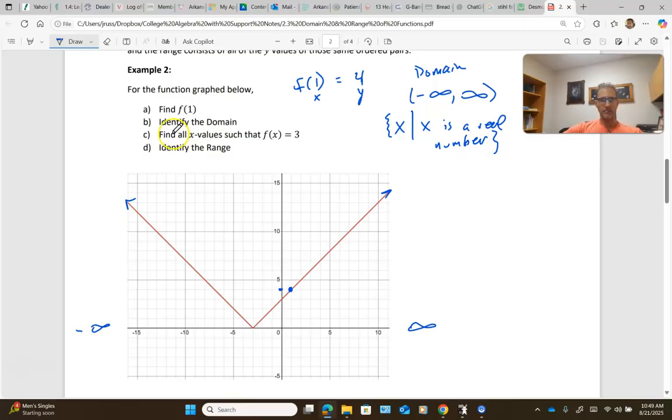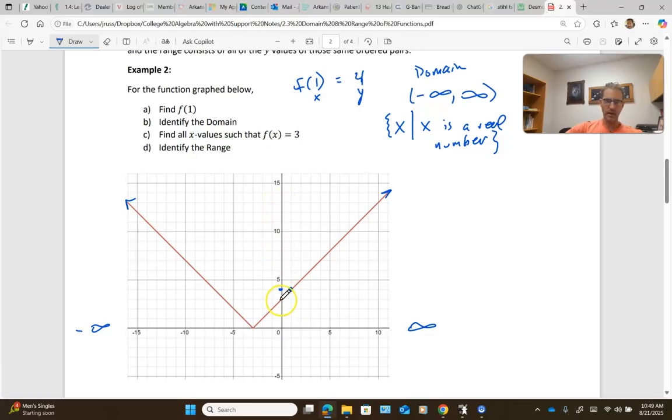Alright, what about part C? Part C says find all x values such that f of x is 3. So again, we're going in reverse. We're going to find the point or points that have y coordinates of 3 and see what those corresponding x coordinates are. Alright, well, I'm looking at my graph right here.